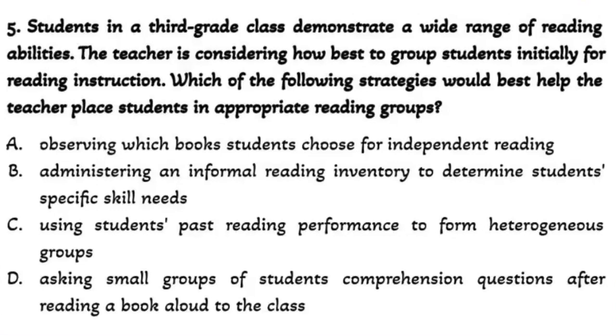5. Students in a third grade class demonstrate a wide range of reading abilities. The teacher is considering how best to group students initially for reading instruction. Which of the following strategies would best help the teacher place students in appropriate reading groups? A. Observing which books students choose for independent reading. B. Administering an informal reading inventory to determine students' specific skill needs. C.